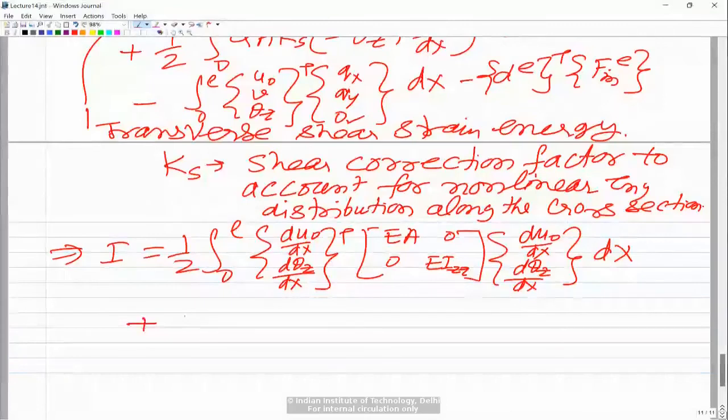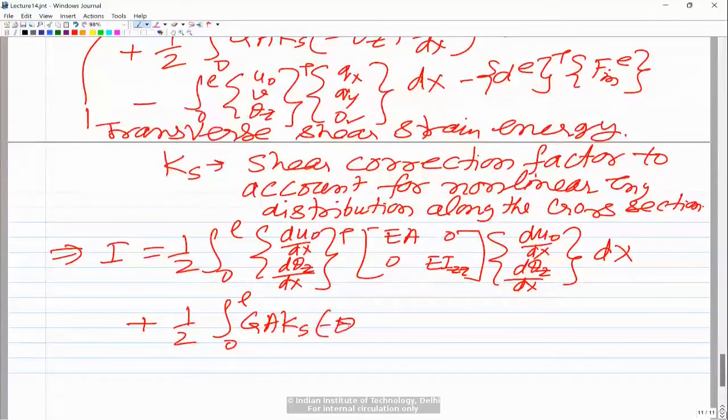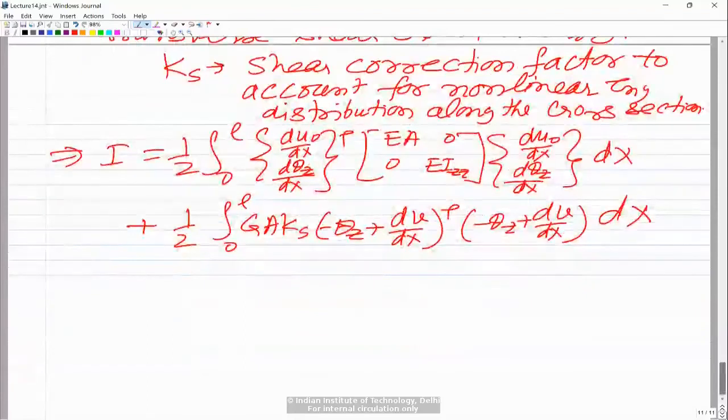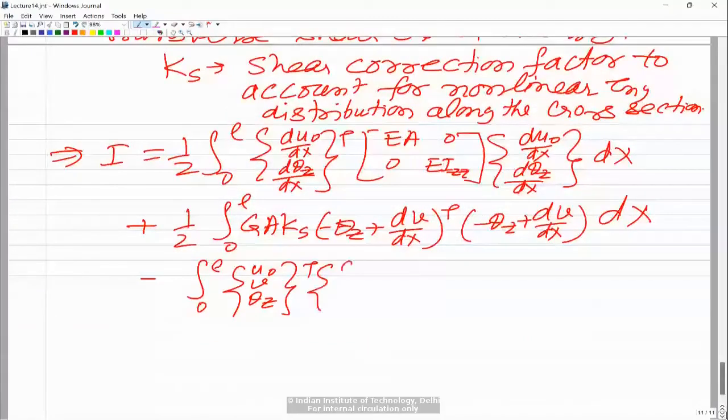And similarly, the shear term we can write as integral 0 to L, GA into KS, and then we have the transpose of minus theta z plus dv by dx, into minus theta z plus dv by dx as it is, into dx. And then of course you have the potential of externally applied forces qx qy and the potential of internal forces. So minus integral 0 to L of u naught, v, theta z transpose into qx, qy and 0 dx, and minus we have this dE transpose into F internal for the element.